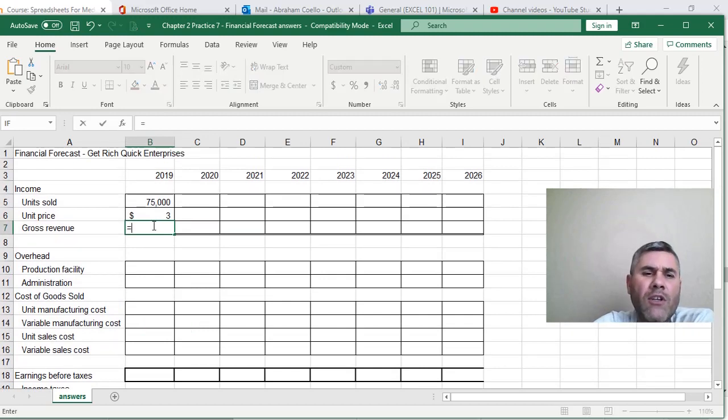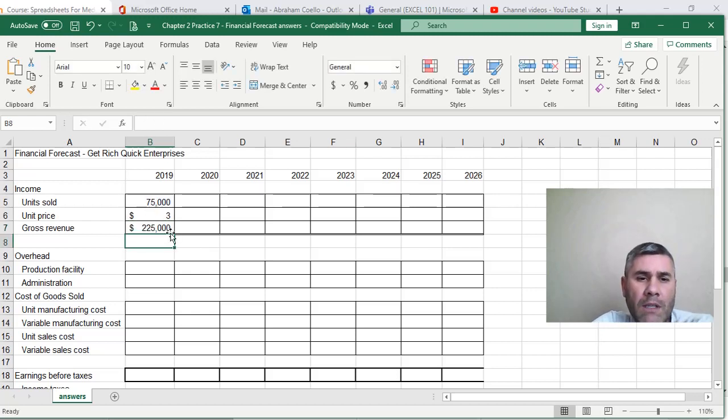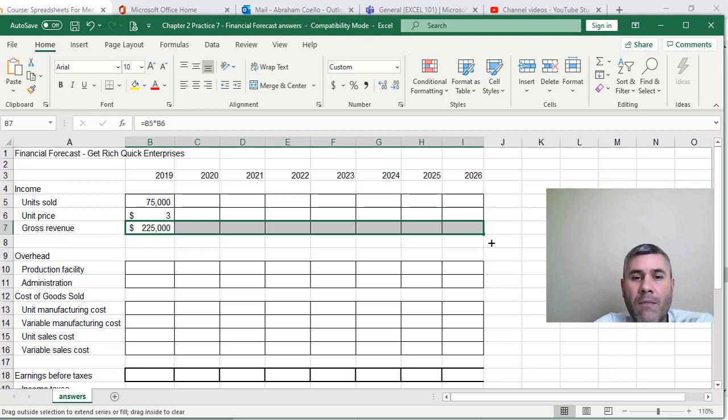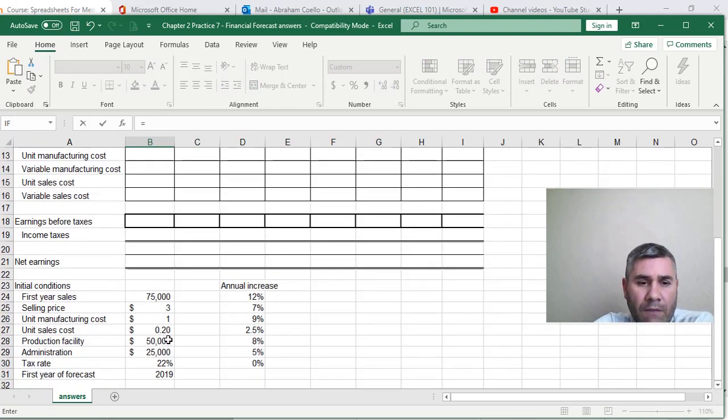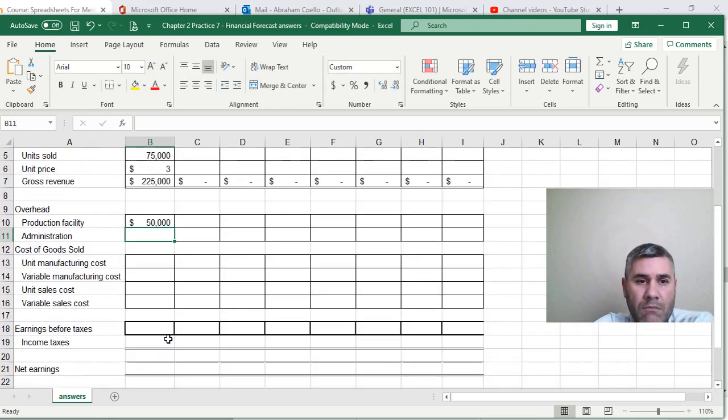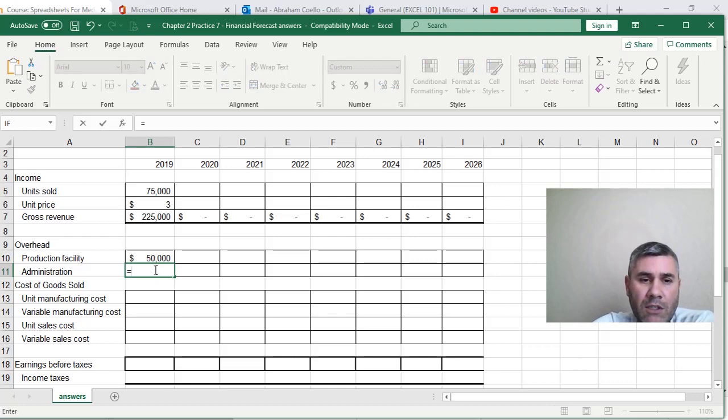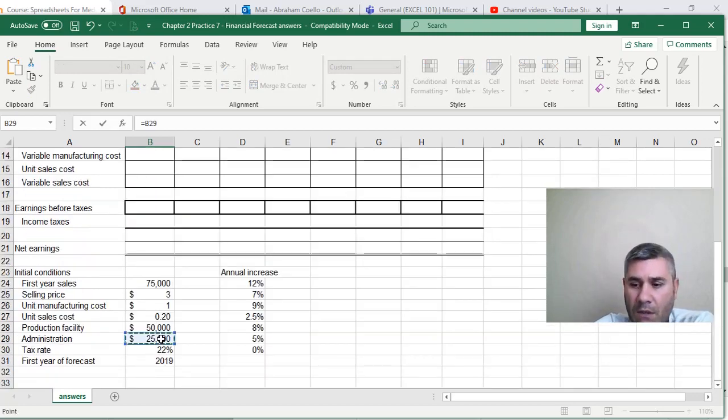Gross revenue. How much money are we going to generate? Well, we need to multiply the units sold times the unit price. That's it. That's simple. That same formula, we need for the 2020 projection and so on all the way to 2026. Let's just pull down the formula, even though we don't have anything, but you'll see right now. Production facility, equal to, I think we have $50,000 worth of cost there. Administration, I think we have 25,000, so just equal to that cell.